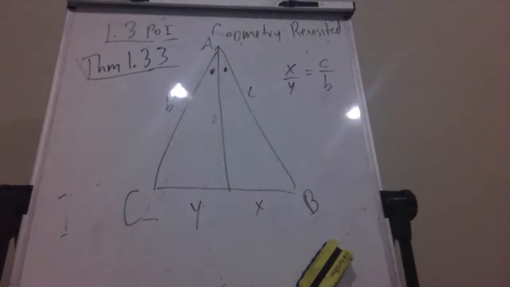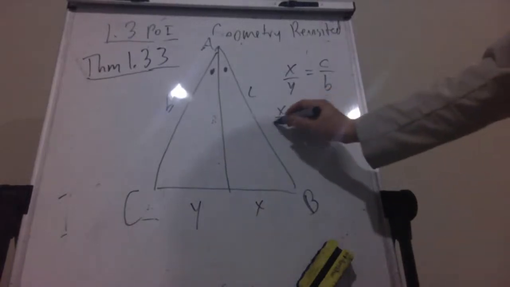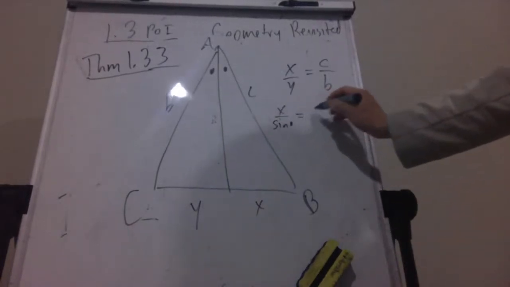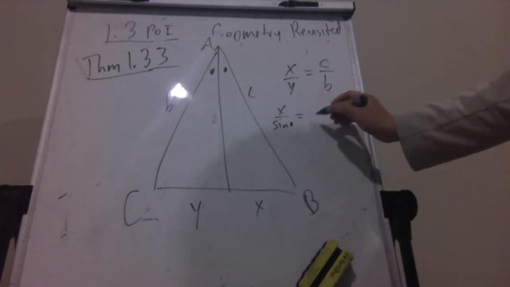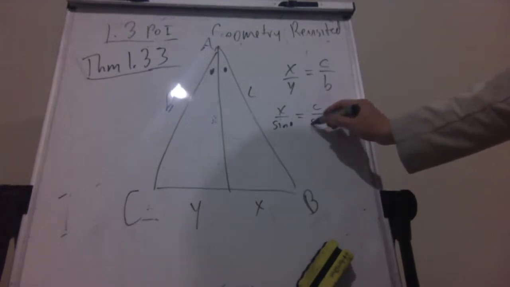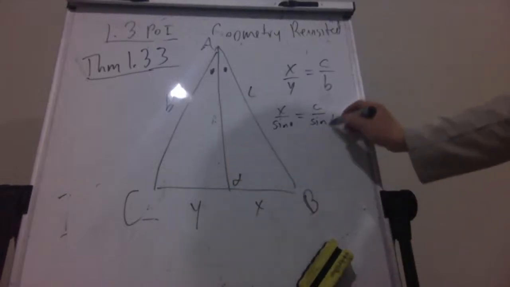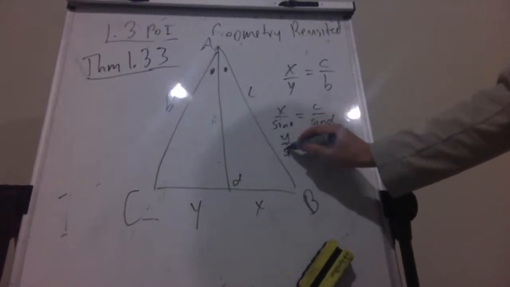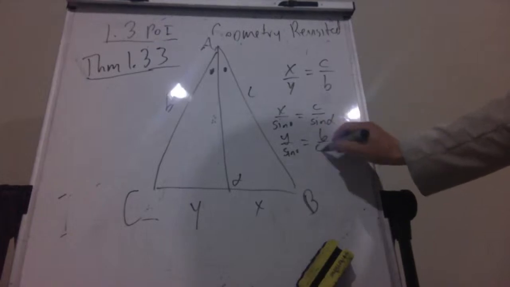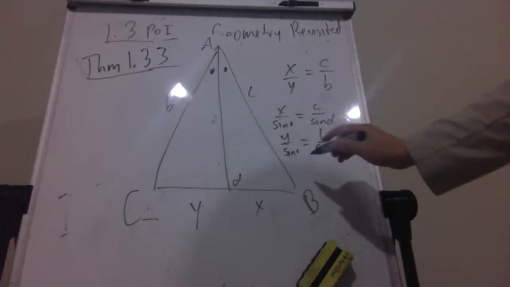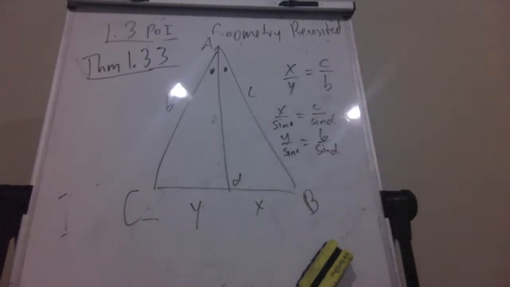So the X on sine dot equals C on sine. So this is alpha, I guess. Alpha, and then Y on sine dot equals B on sine alpha, right? So then that's true. Okay, good.